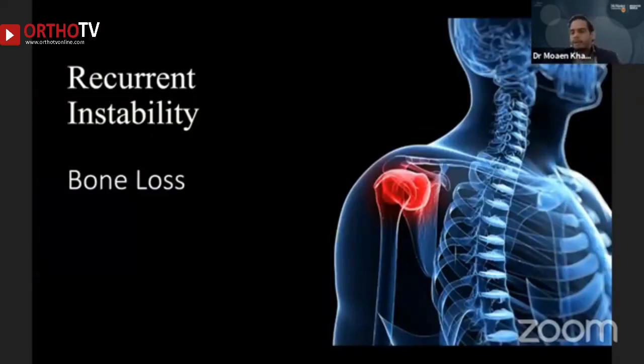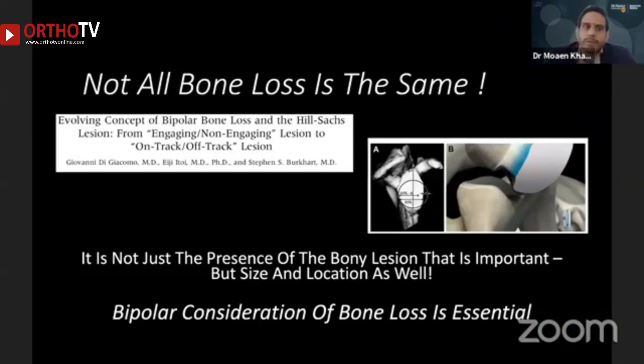Now, let's move on a little bit to recurrent shoulder instability, and we'll start talking now about bone loss. There's been a lot of research on bone loss over the last few years. I think one of the most important concepts really is that not all bone loss is the same. We've learned a lot about this from the track concept that was published by Di Giacomo, Itoi, and Burkhart, really recognizing that it is not just the presence of a bony lesion, but its size and its location as well. That has really brought to light bipolar consideration of bone loss.